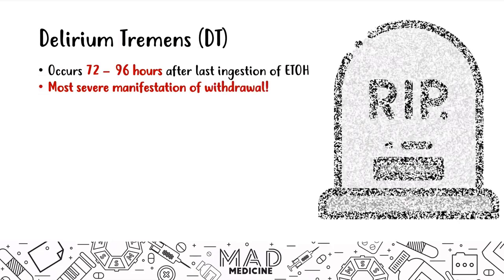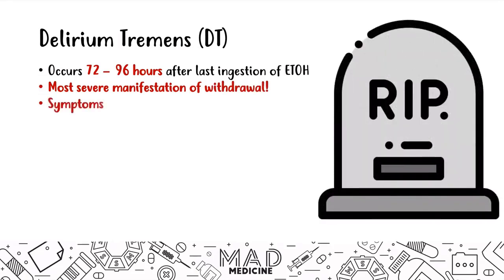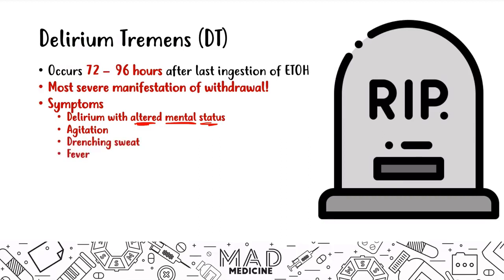Now, the symptoms are going to be delirium with altered mental status. You're going to have patients being very agitated as well, and that's really important because their altered mental status is going to be very, very important. They're not going to be in a normal state of mind, and that's going to lead to agitation. And then they're also going to have drenching sweat and fever, as well as autonomic hyperreactivity like hypertension and tachycardia.